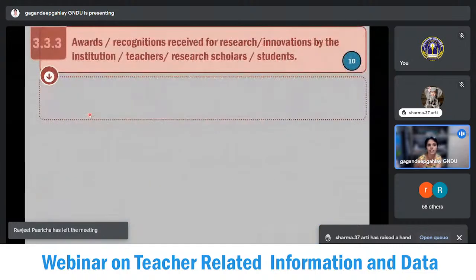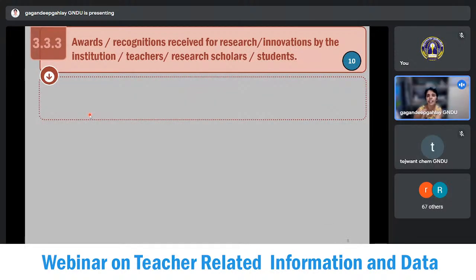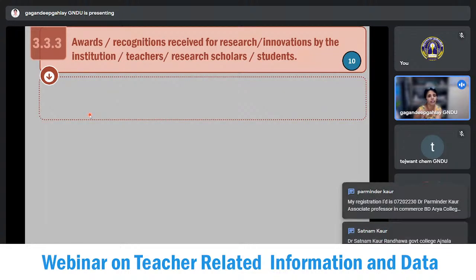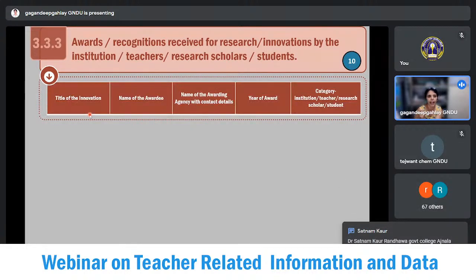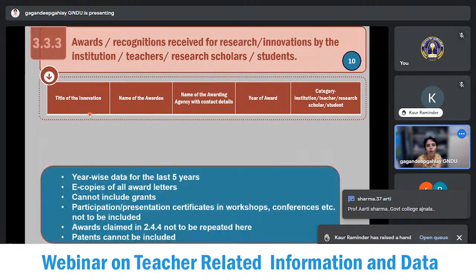The next question in this section is again for awards or recognitions, but these are for research as well as any innovation which has been done either at the institute level or at the teacher level, research scholars or student level. So it carries 10 marks and you will have to give the title of the award or the innovation, what is the name of the awardee, which is the name of the awarding agency with the contact details, the year, as well as whether it is an institution award or a teacher award or a research scholar award or a student who got that award.